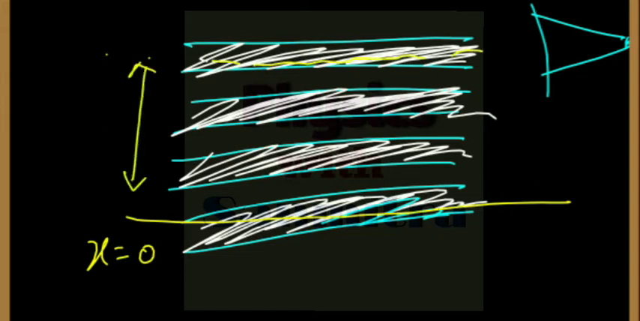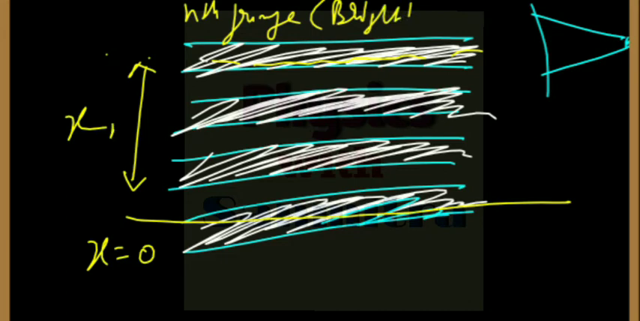Let's say this is x is equal to 0. So say this is the first, second, third. This is the third bright fringe. So let's say this is the nth bright fringe. Nth fringe, bright. So this is xn.